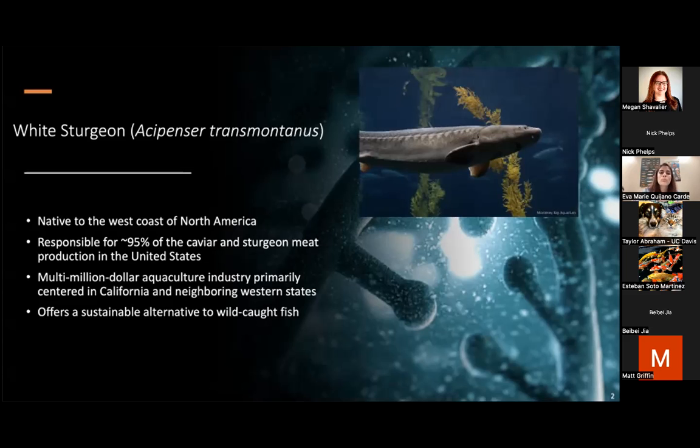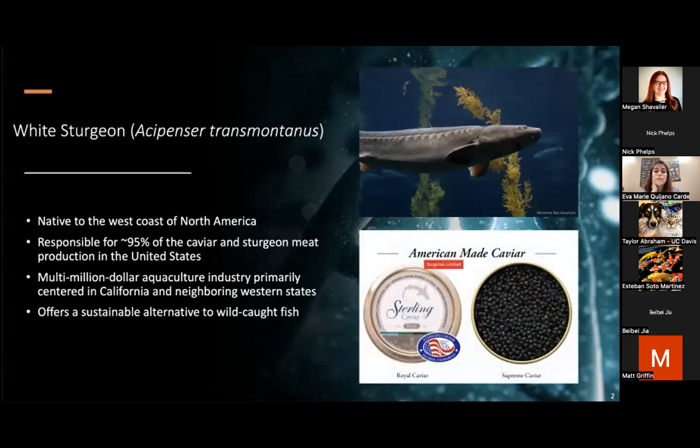They're also the most important species of sturgeon in the United States aquaculture industry, being responsible for approximately 95% of the caviar and sturgeon meat production. So this captive fish multi-million-dollar operation, which is primarily centered in California and the neighboring Western states, generates outstanding revenue for the producers and local employment opportunities, but it also indirectly protects our wild populations from overfishing for consumption.